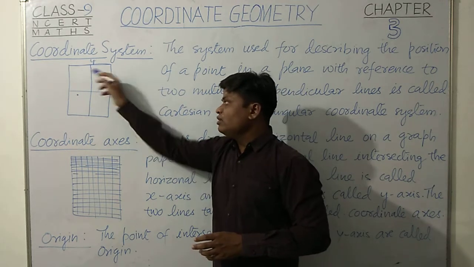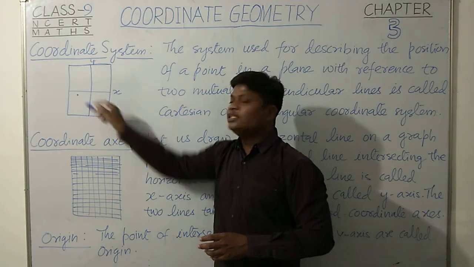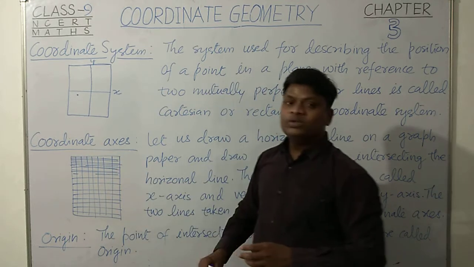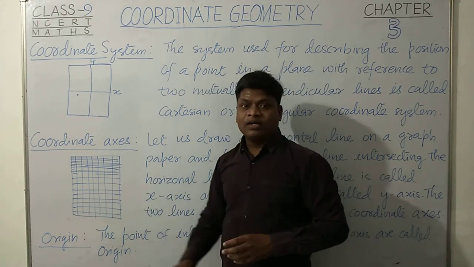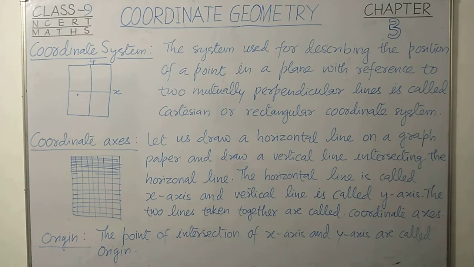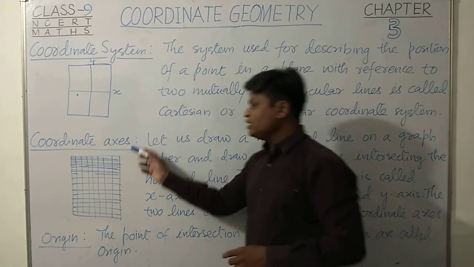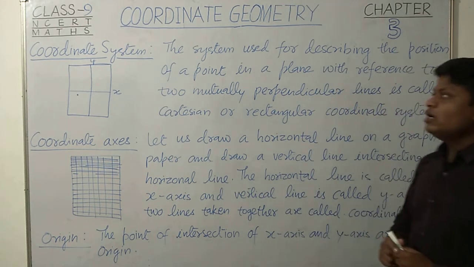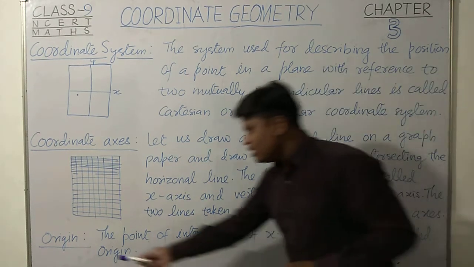So similarly, this is the plane where we have drawn these lines. You can also draw these two perpendicular and horizontal axes onto this graph paper. So you will have the coordinate axis, right? Whenever you draw the coordinate axis, you have to use the graph paper. This is the basic information about the coordinate axis, and now we will see the origin.